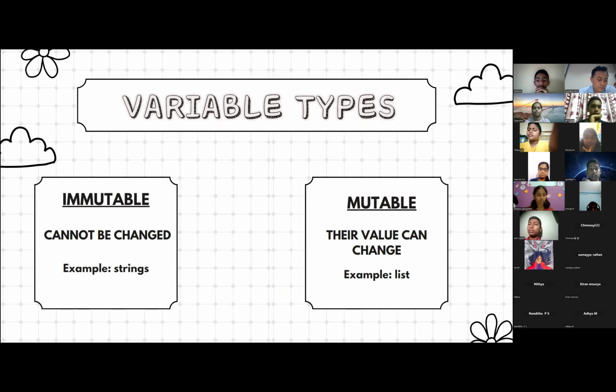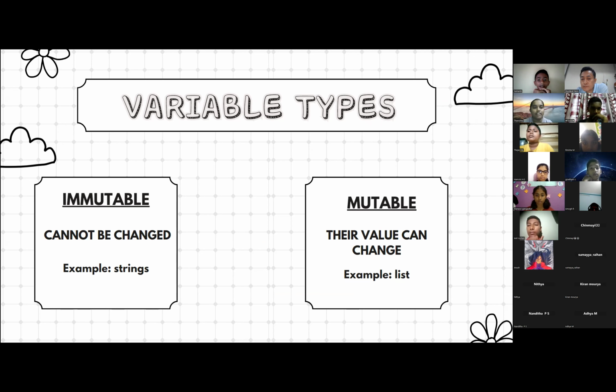Like if you type x equals apple, banana, mango, we're using a list, right? That value can be changed, but in immutable strings, the value cannot be changed. So everyone understood, right? What is immutable and mutable?